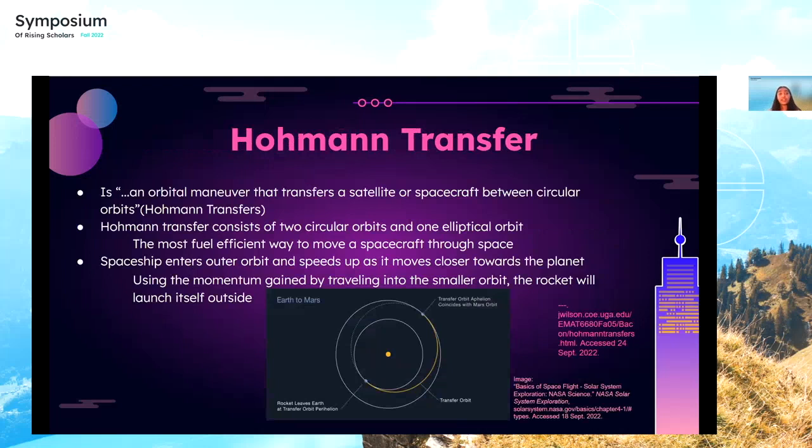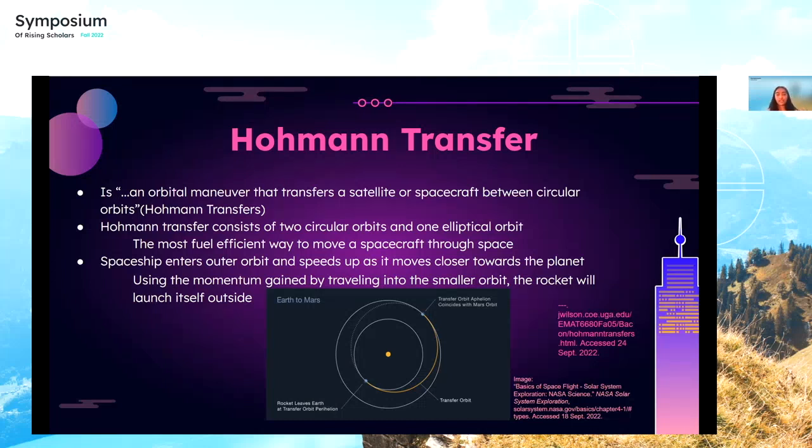So the Hohmann transfer, it's basically an orbital maneuver that transfers a satellite or a spacecraft between circular orbits. So the Hohmann transfer consists of 2 circular orbits and 1 elliptical orbit, and it's the most fuel efficient way to move a spacecraft through space. So basically, a spacecraft enters the outer orbit and it speeds up as it moves closer towards the inner ring and the smallest orbit of the planet. So as it moves in, it gains momentum.